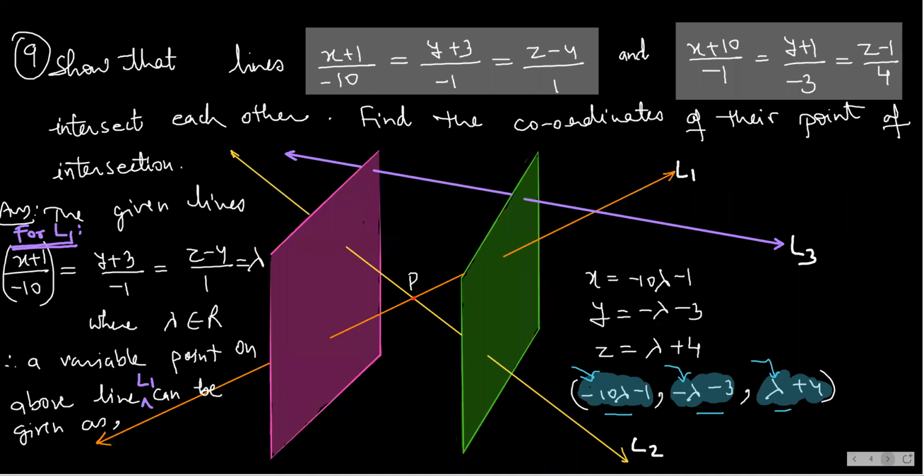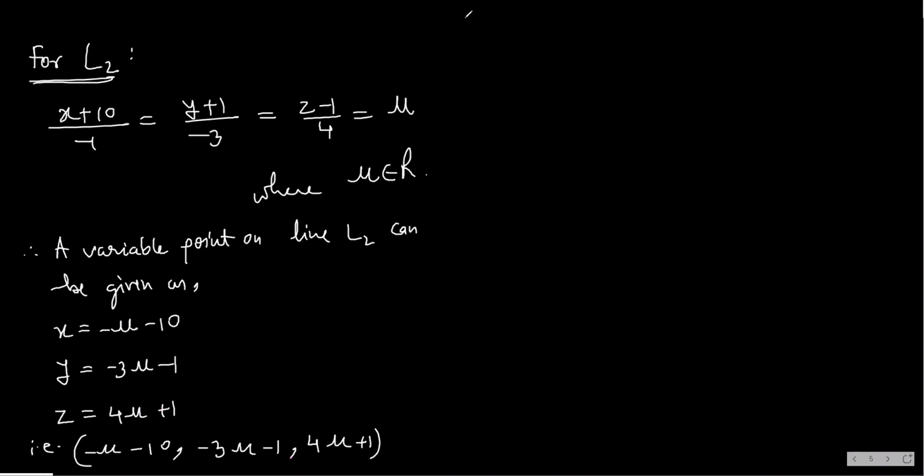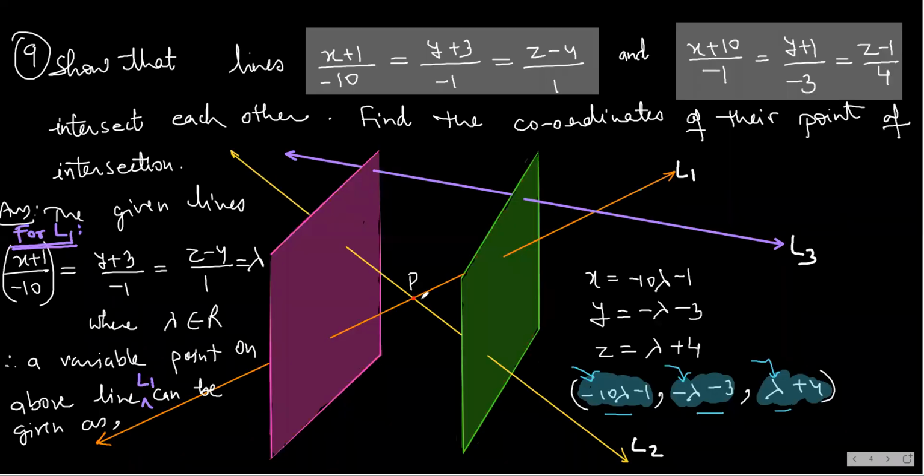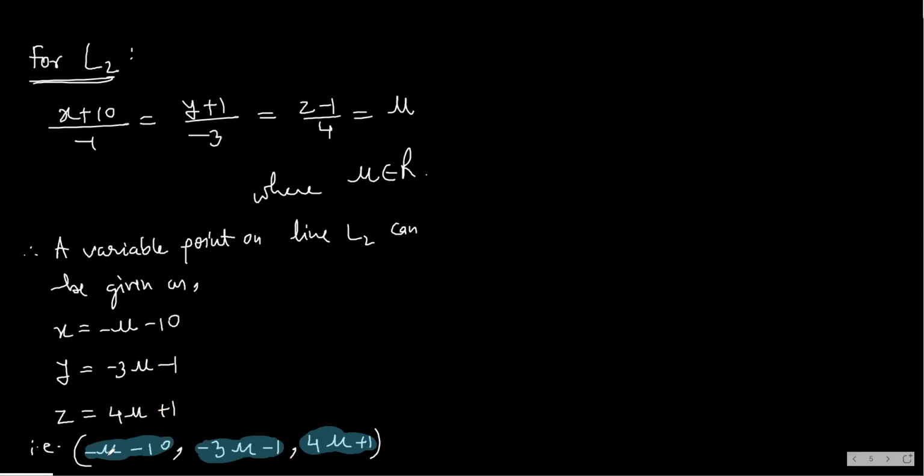A variable point on L2 is given by these three numbers. And interestingly, these three numbers, the X number, Y number, Z number, will also give the coordinates of point P for some specific mu value.